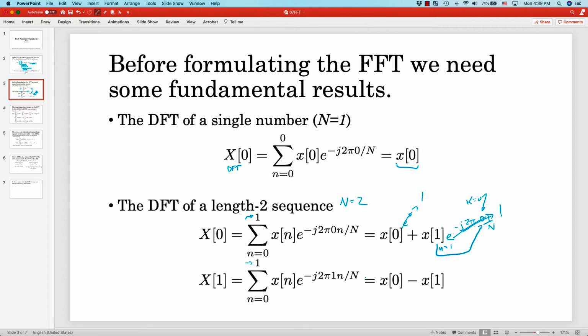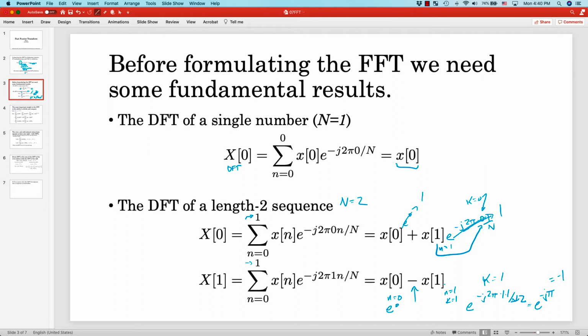Now if you increment k, so now k equals 1, here n equals 0, and so we're still going to get e to the 0. Here n equals 1 and k equals 1, so we're going to get a multiplying factor of e to the minus j times 2 pi times 1 divided by n. In this case n equals 2, and so we get e to the minus j pi, which is the same as negative 1. So that's where this negative sign comes from. So the second value of the DFT of a length 2 sequence is simply the difference between the first and the second time samples.